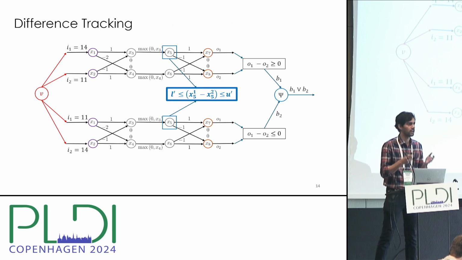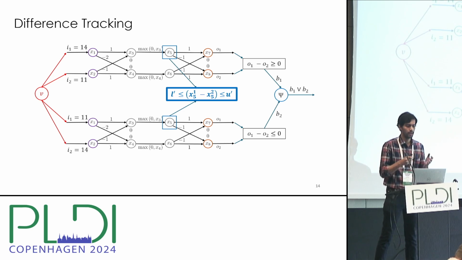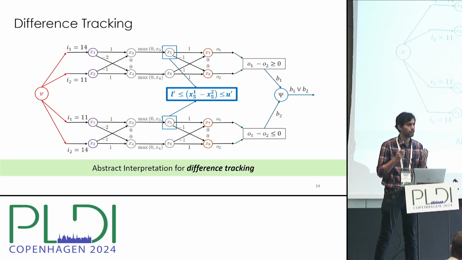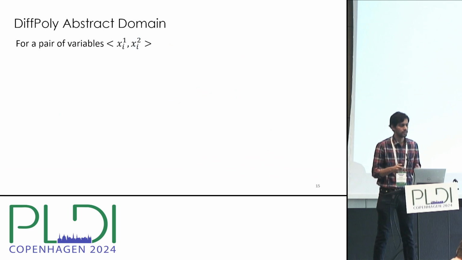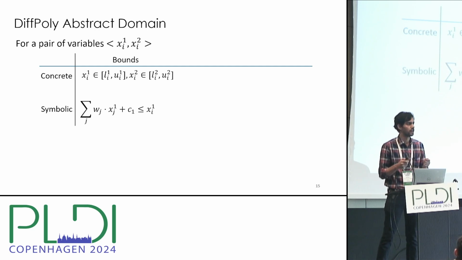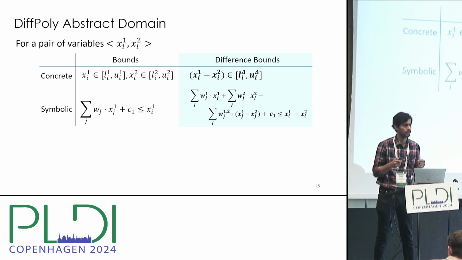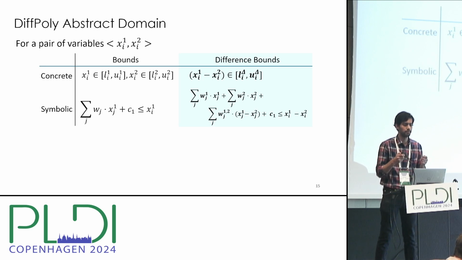Instead of computing these exact bounds, we compute an over approximation of these bounds, and we use abstract interpretation for this. And for this purpose, we design a new abstract domain called DiffPoly, which we'll be discussing in the next slide. Now, the new abstract domain DiffPoly, for each pair of inputs, first tracks the concrete and symbolic bounds on the individual variables, and additionally tracks the concrete and symbolic bounds over their differences. These concrete and symbolic bounds over the differences help us exploit the fact that the difference between the pair of inputs is bounded.